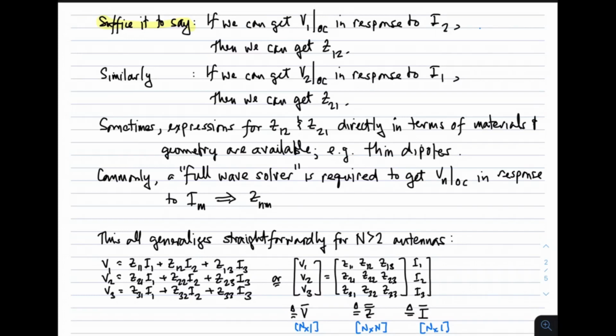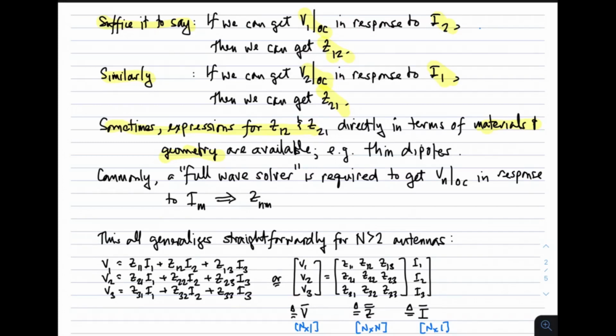Suffice it to say, if we can get the open circuit potential in response to a non-zero current on the second antenna, then we have everything we need to get Z sub 1,2. So there's a path to do that. And similarly, if we can get the open circuit potential on the second antenna in response to a non-zero current on the first antenna, then we can find Z sub 2,1. Sometimes expressions for Z sub 1,2 and Z sub 2,1 directly in terms of the materials and geometry are available. In other words, in some cases, you can do this problem once and you'll find that things are independent of the applied currents and response voltages, as they typically are for impedances.